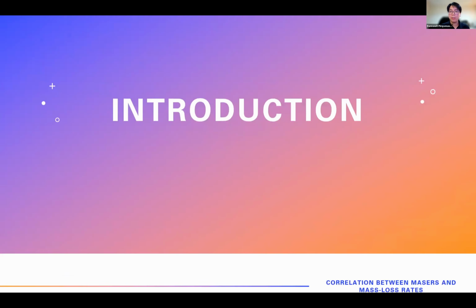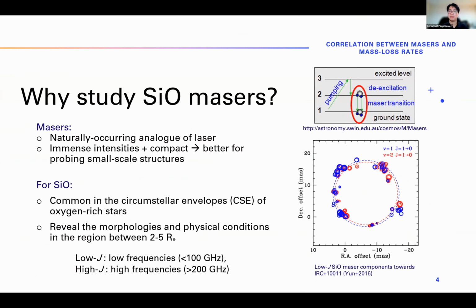So stay tuned. Right, so just a very quick introduction about SiO masers, because I'm sure at this point of the conference, you've all heard of SiO masers already. Masers are analogs of lasers, and they normally show very high intensity and are compact in nature. So they are very good for probing small scale structures in star-forming regions, extragalactic sources, and also evolved stars. Now, for silicon monoxide in particular, they are common in circumstellar envelopes, especially in oxygen-rich stars. And if we observe them, we can see morphologies and physical conditions at the regions close to the stellar surface. So we're talking like smaller than 5 stellar radii.